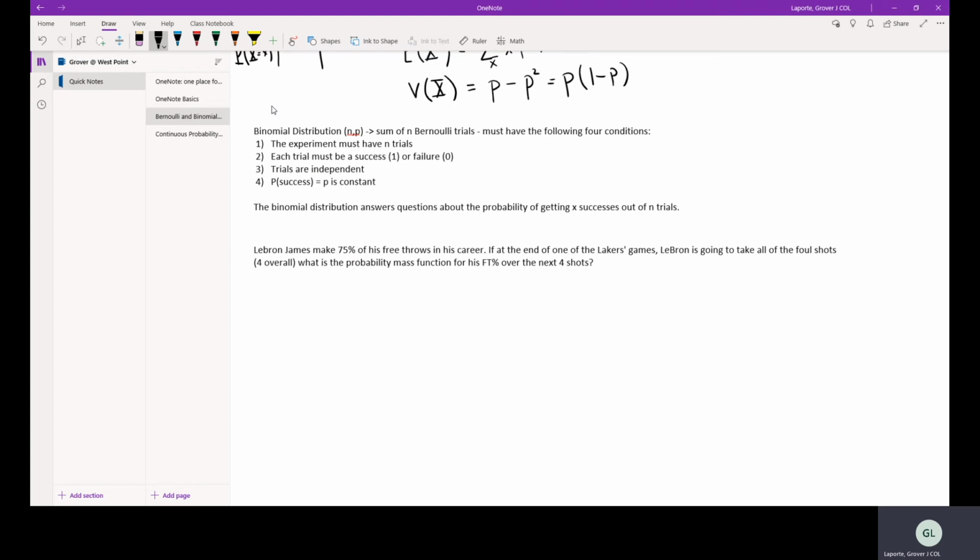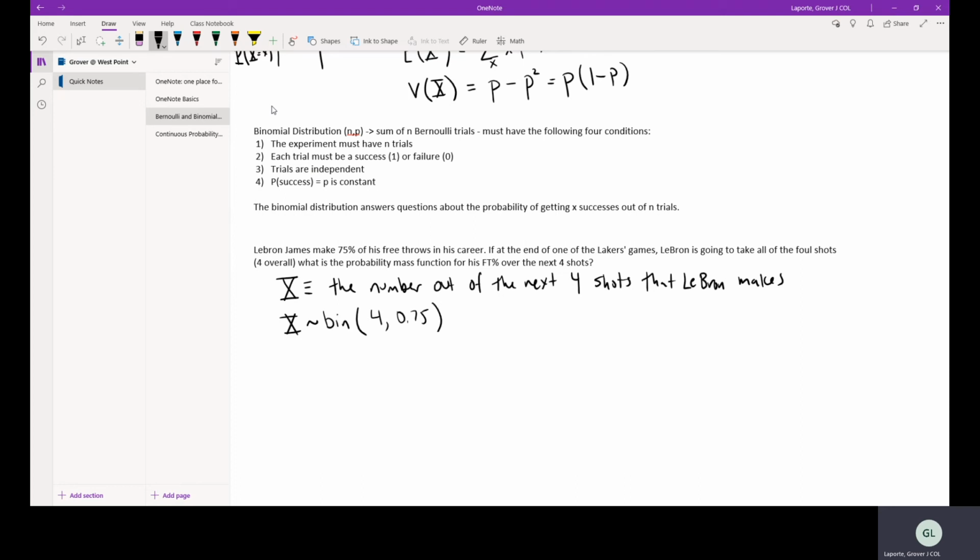Oh, I guess we can go ahead and start defining our random variables. So I'm going to define this first random variable as the number out of the next 4 shots that LeBron makes. Okay, so he can make, well, we'll talk about the support here in a second. So it's binomial. So N, there's 4 shots, and he has a 0.75 chance of success.